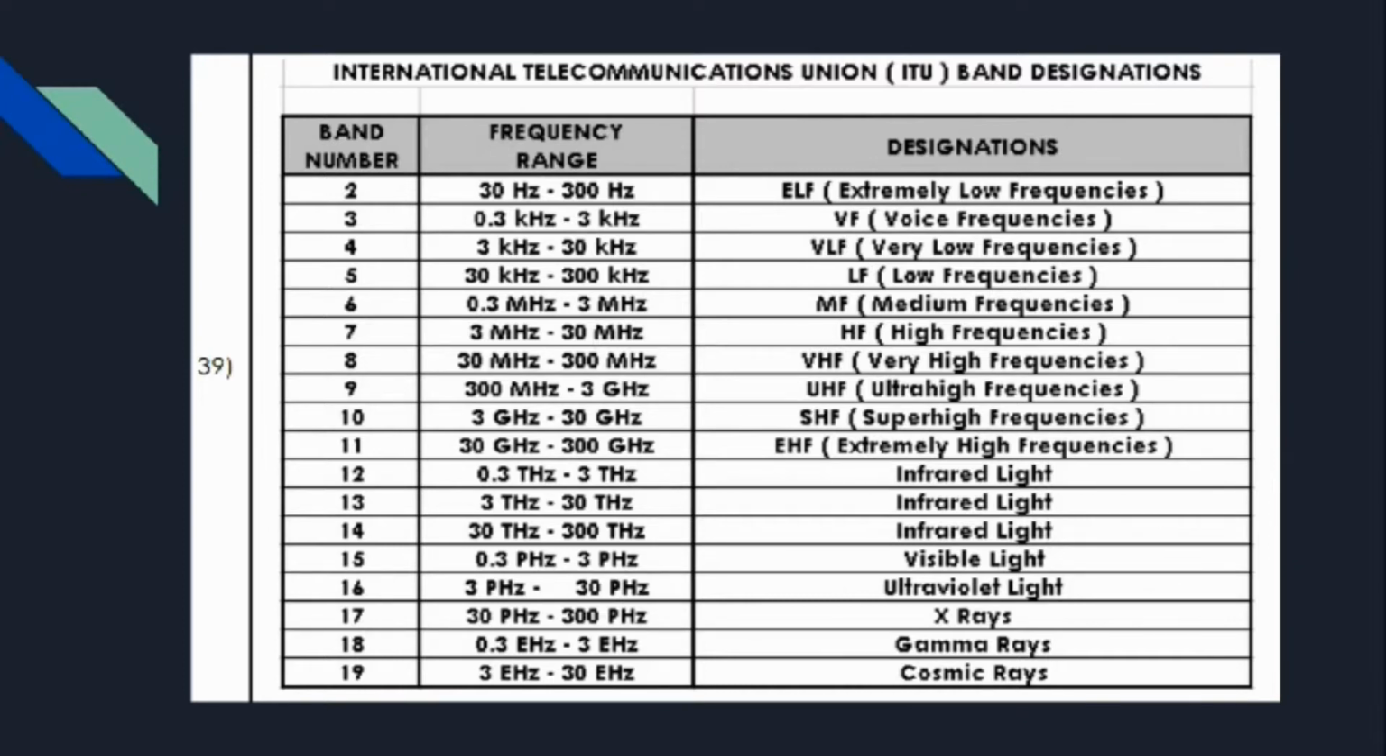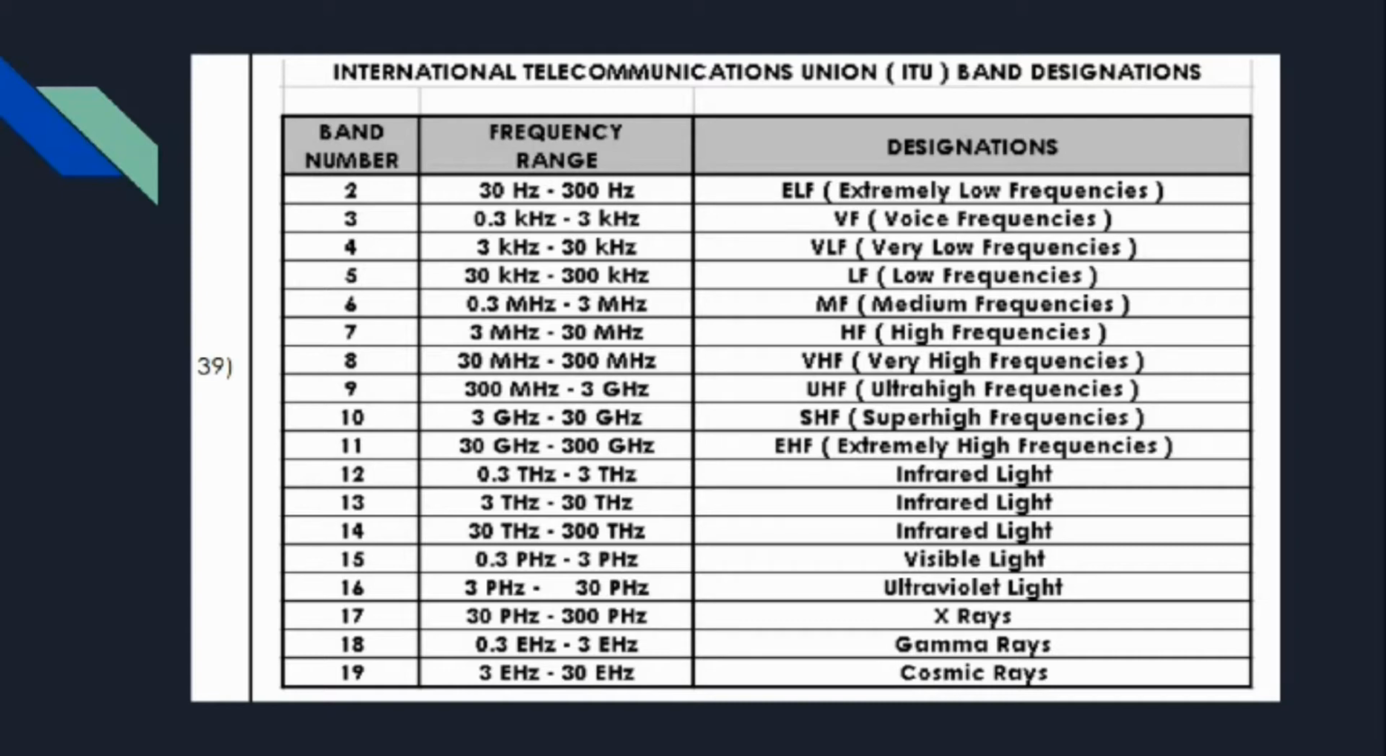Band number 2, ranging from 30 Hz to 300 Hz, is the ELF, or extremely low frequencies. Band number 3, ranging from 0.3 kHz to 3 kHz, is the VF, or voice frequencies. Band number 4, ranging from 3 kHz to 30 kHz, is the VLF, or very low frequencies. Band number 5, ranging from 30 kHz to 300 kHz, is the LF, or low frequencies. Band number 6, ranging from 0.3 MHz to 3 MHz, is the MF, or medium frequencies.